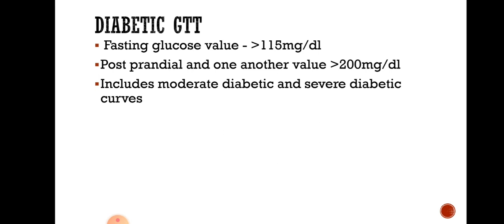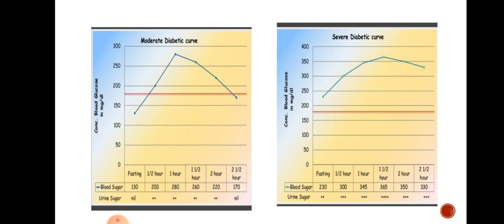This includes diabetic GTT, both a moderately diabetic and a severely diabetic curve. These are the graphs of the moderate diabetic and severely diabetic curves. You can see that the fasting sample is near normal or lower in a moderate diabetic curve, whereas the fasting sample is more than 200 in a severe diabetic curve.